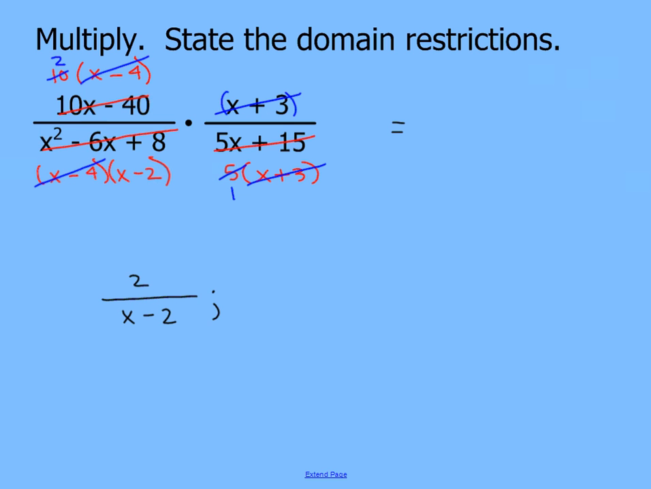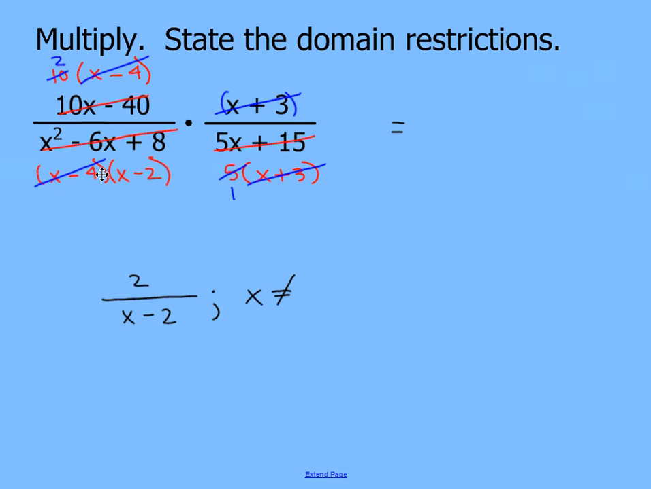I cannot cancel these out. This 2 is attached to an x minus 2. If it's helpful for you, you can leave them in parentheses, but once you have a factor by itself, you no longer need the parentheses. So this is 2 divided by x minus 2 is my final answer, and I still need to state my domain restrictions. So what is it that x is not allowed to be equal to?